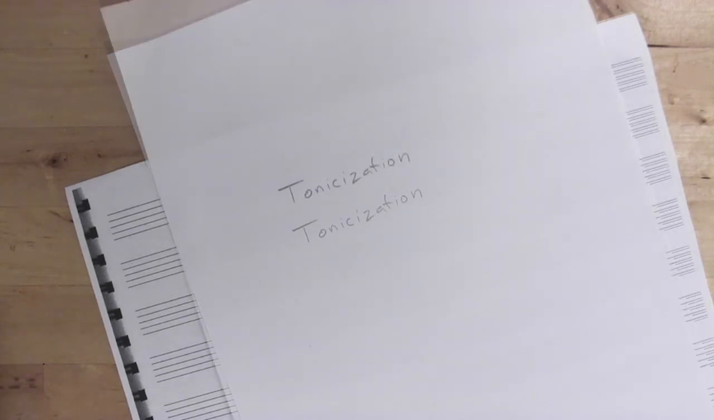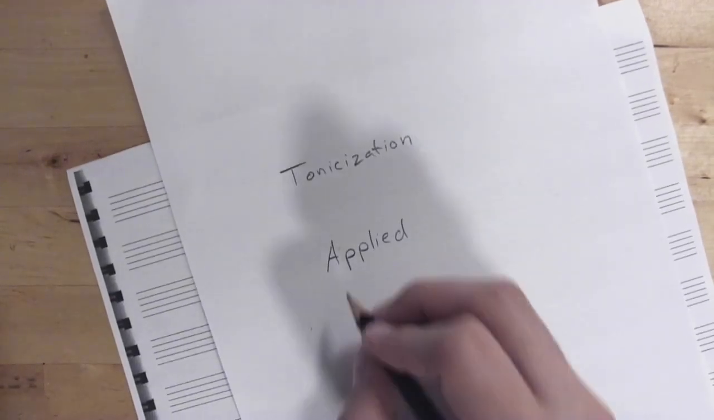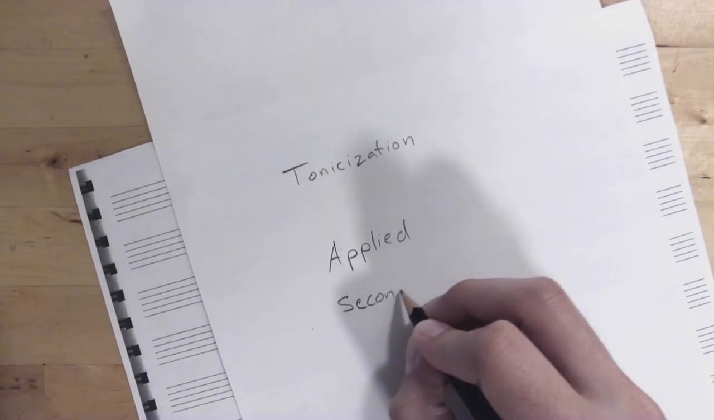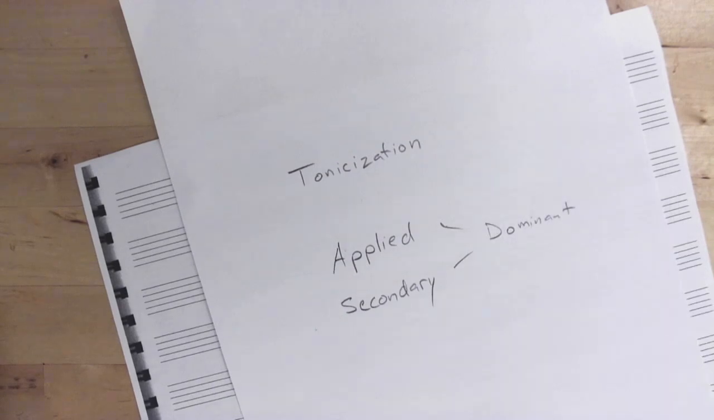So tonicization happens using a tool that we call an applied chord or a secondary chord. I'll say applied dominant or secondary dominant. I tend to use the word applied, but really both of them are in very common circulation, so you should know about both of them. Either the applied dominant or the secondary dominant. And just as that implies, we're going to look for a chord that acts as a dominant to one of the chords that's actually in our key.